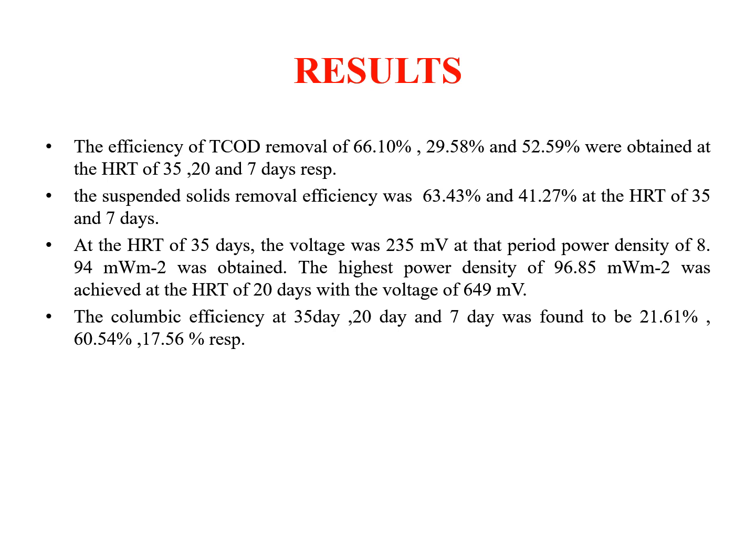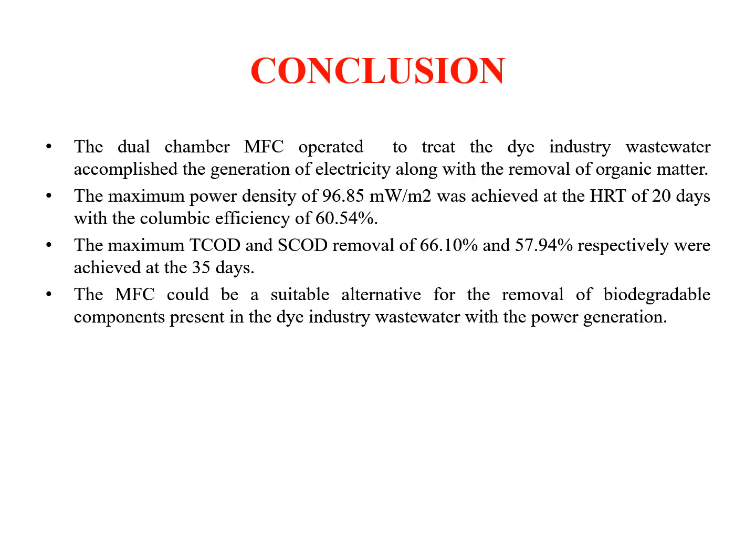The Coulombic efficiency at the 35th day, 20th day, and 7th day was found to be 21.61%, 60.54%, and 17.56% respectively. Conclusions: the dual-chambered microbial fuel cell operated to treat the dye industry wastewater accomplished the generation of the electricity along with the removal of the organic matter.